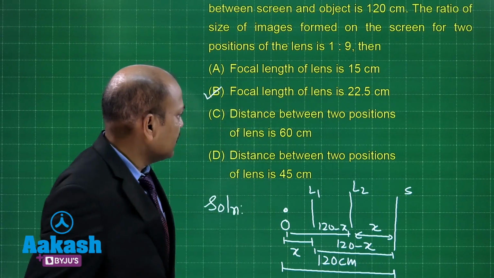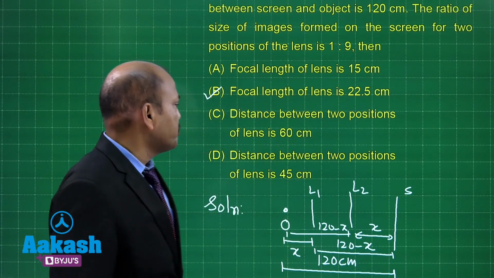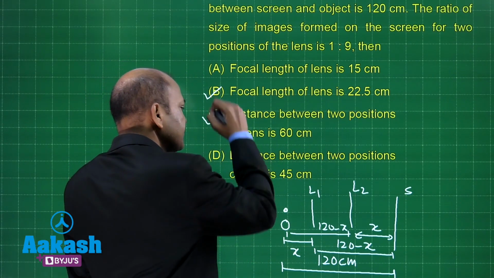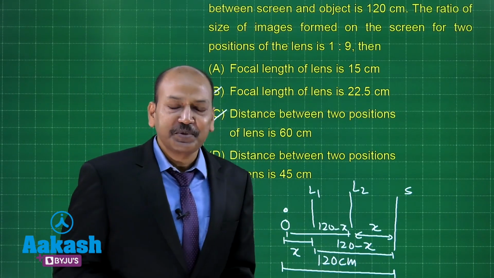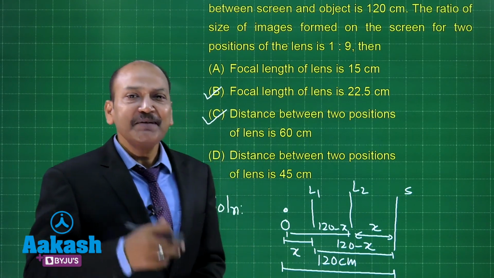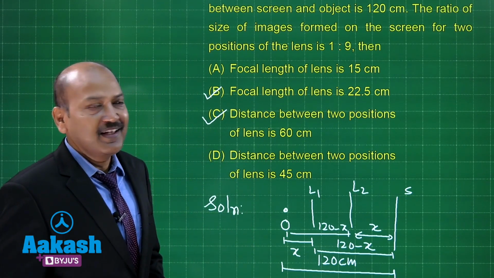A is obviously wrong. And the distance between two positions of the lens is 60 centimeter. This is also a correct one. So B and C are correct options for this question. Time now to go to the next one.